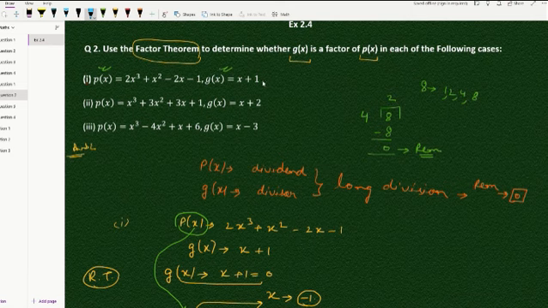Yes, this is a factor in situation 1. तो यहाँ पर ही factor है, right? So this was a simple concept. Now let us move to the second part of this question.